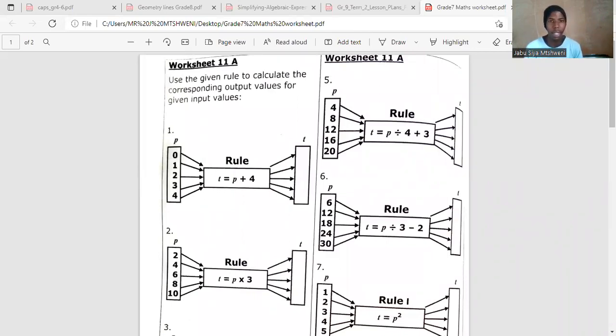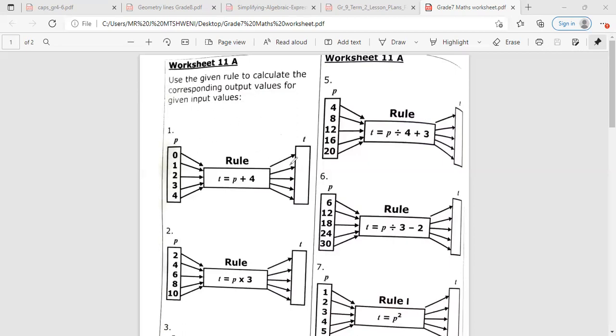Today I want us to look at the topic of input and output, or finding the output values using this flow diagram. So today this is what we're going to be focusing on. This topic is relevant to grade 7 to 9. So let us start here with the first one.